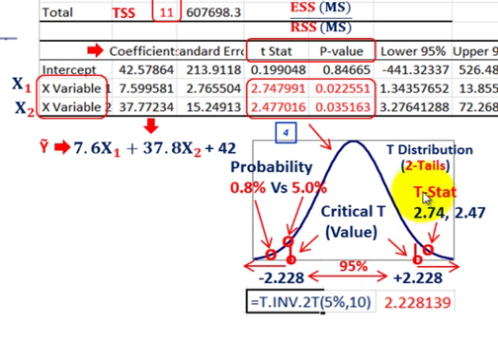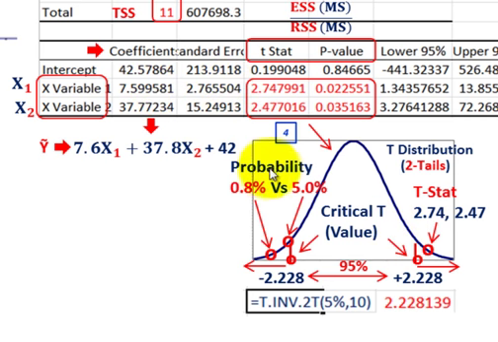So that's our critical value we have to be testing on our T distribution. Remember, it's a two-tailed test with Excel. So our critical value here is plus or minus 2.228. Looking at it from the perspective of the t-stat, for both variables we had 2.74 for x1 and 2.47 for x2, and they fall outside the limit. So yes, we can accept our coefficients for x1 and x2 based on that test.